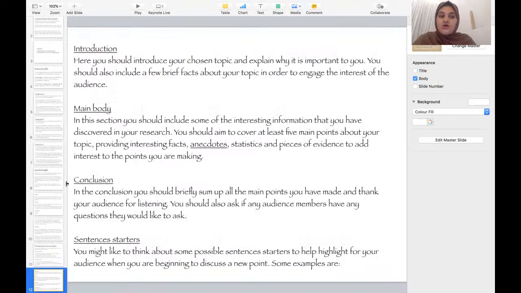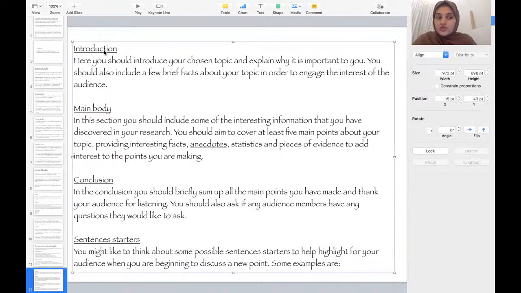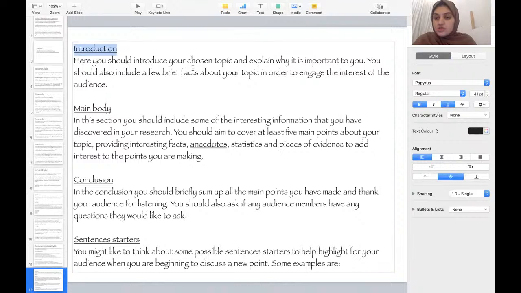Okay, so we would first start with an introduction. Here you should introduce your chosen topic and explain why it's important to you. You should also include a few brief facts about your topic in order to engage the interest of your audience.